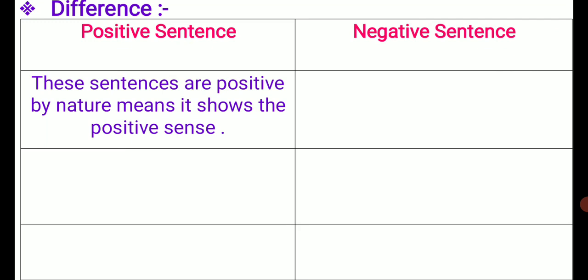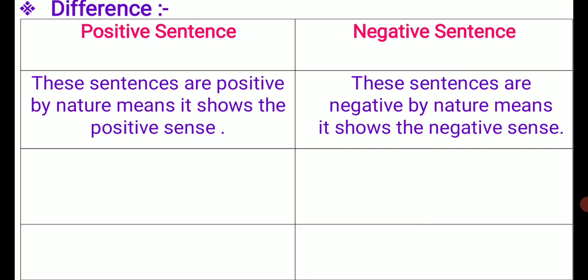Positive sentences are positive by nature, which means they show a positive sense in the sentence. It means it is a simple sentence. There is no negative reflection in the sentence. That's why it is called a positive sentence.